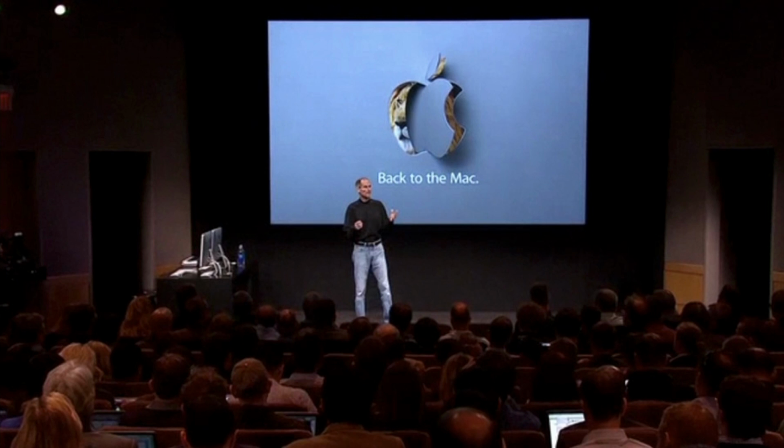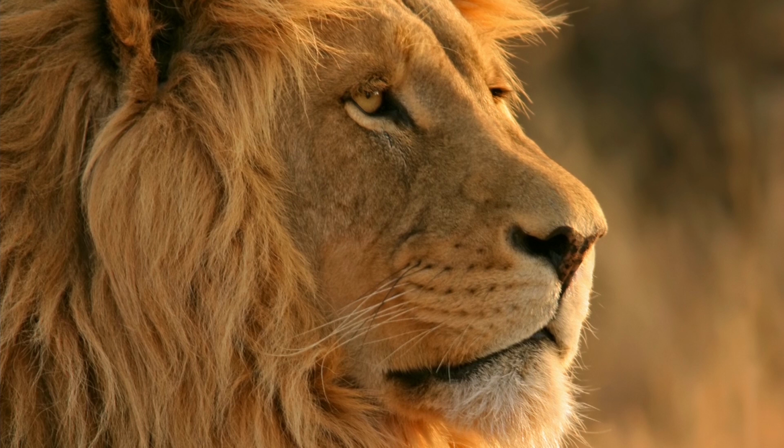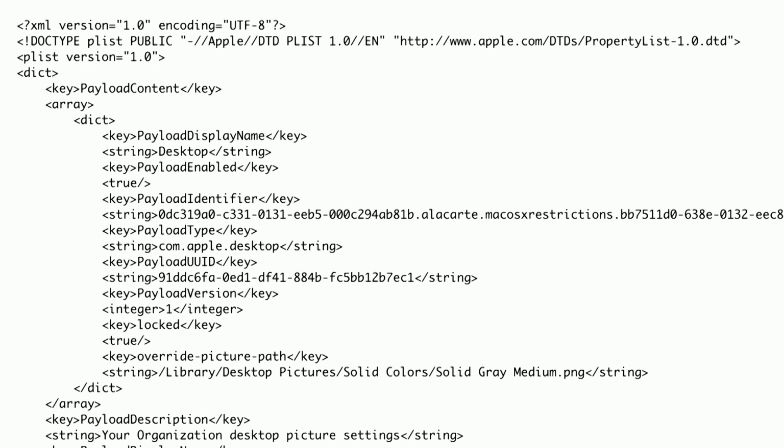So let's get back to the Mac. When Apple introduced 10.7 Lion, they brought many of the features that they had developed for iOS back to the Mac, and one of those was support for configuration profiles. So you could now use the same management tools to manage iOS devices and Macs. What are configuration profiles? Well, I said before, they're just a text file. Specifically, they're p-lists.